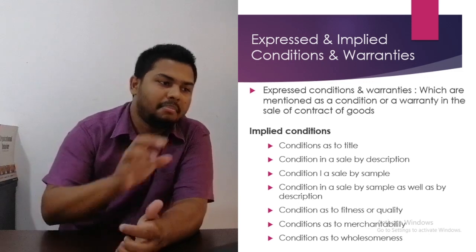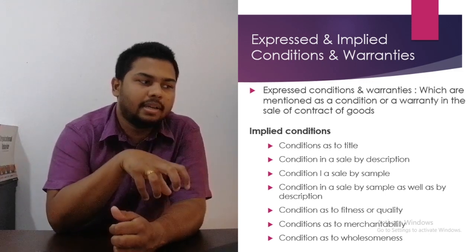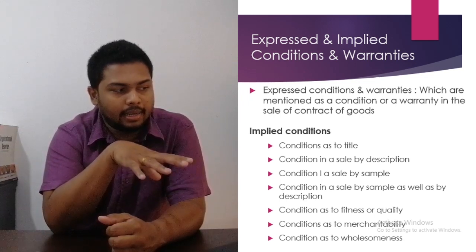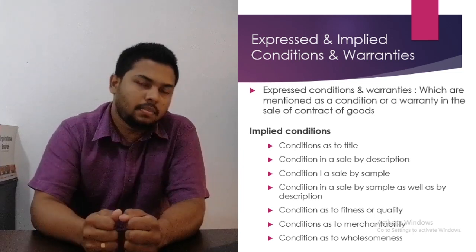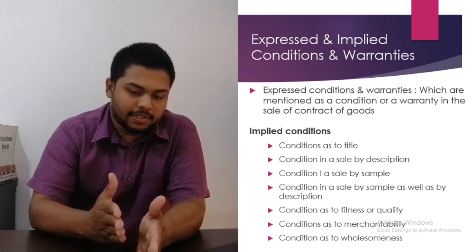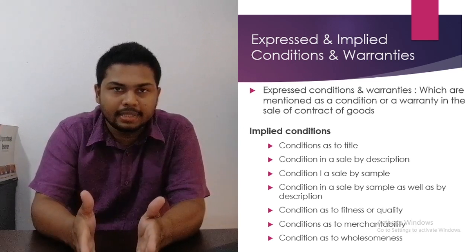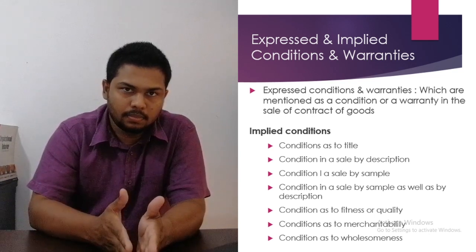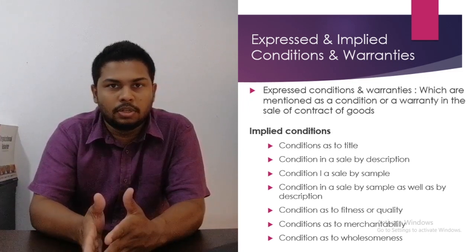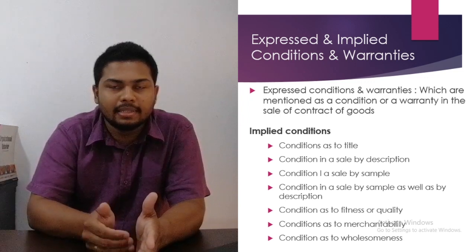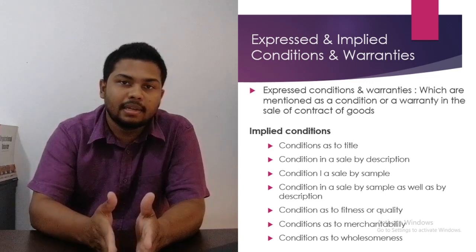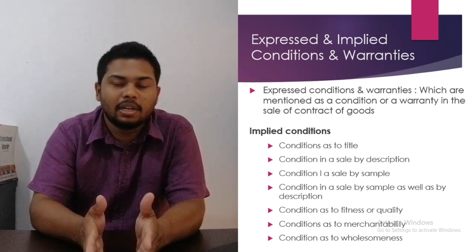Express conditions and warranties are mentioned as a condition or a warranty in the contracts of sale of goods. But implied conditions are like conditions as to title. As an example, the first one is the condition as to title. If a seller sells a product to you, it is because he has the title to it, right? In the case of selling, he transfers the title to you. He sells that particular product because of what? Because he has the title. Let's suppose that the seller who sells the product to you doesn't have the title over it.